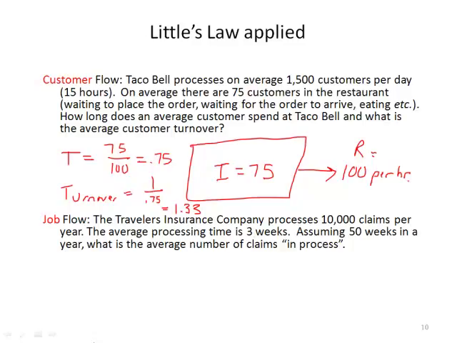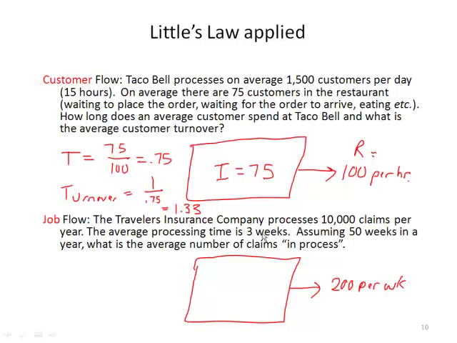Let's look at another example down here. The Travelers Insurance Company processes 10,000 claims per year. The average processing time is 3 weeks. Assuming there's 50 weeks in a year, what is the average number of claims in process? So again, I'm going to draw the little process flow diagram to help me think about what's going on. So what variables do I have here? They're processing 10,000 claims per year. That sounds like a flow rate. So if we have 50 weeks in a year, it's easier for me to think in terms of weeks. That's going to be 200 claims per week. And we're going to assume they're in steady state.